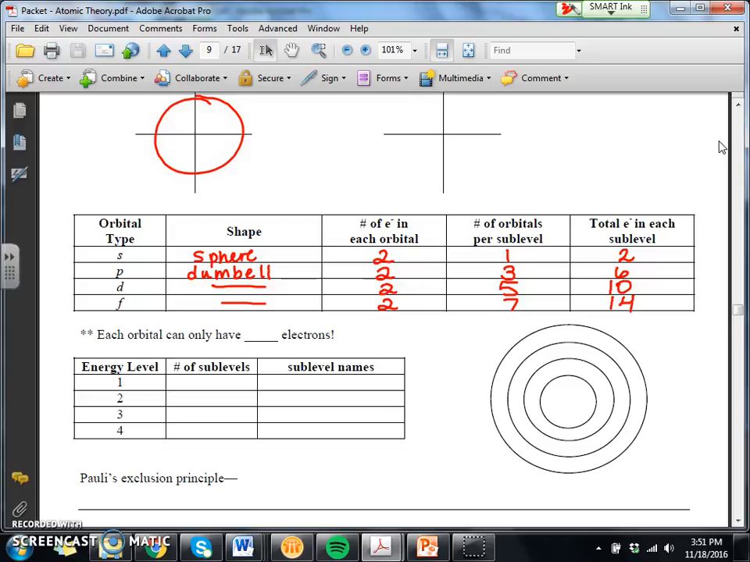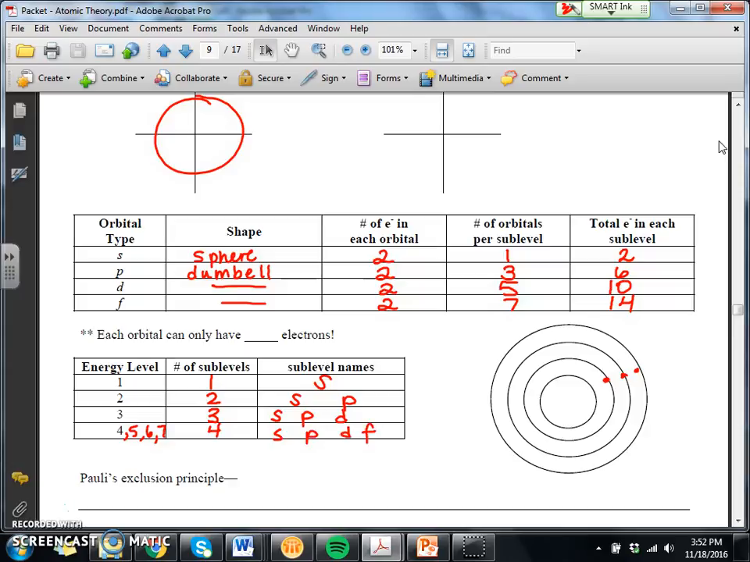So when we talk about our energy levels, it's the rings around the nucleus, okay? The first energy level has only one sublevel. It has s. The second energy level, or the second ring, has 2 sublevels. It has s and p. The third energy level has 3. It has s, p, and d sublevels available in that energy level. The fourth, fifth, sixth, and seventh energy levels all have 4 sublevels. They have s, p, d, and f.